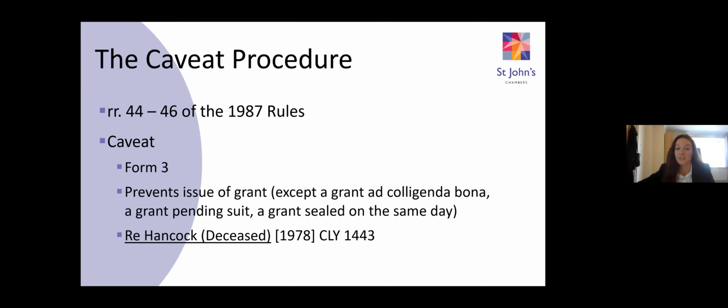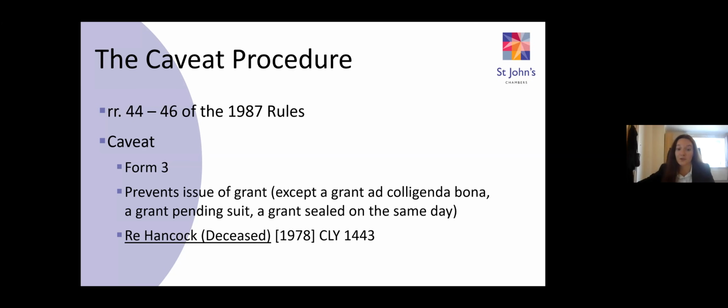And during the last month of its duration, it can be extended for further periods of 6 months at a time. But it's worth noting that the subsequent periods of 6 months commence when the renewed caveat is entered and not on the date of expiry of the original caveat. So it might have an earlier expiry date than might otherwise be anticipated. So that's something to be aware of.